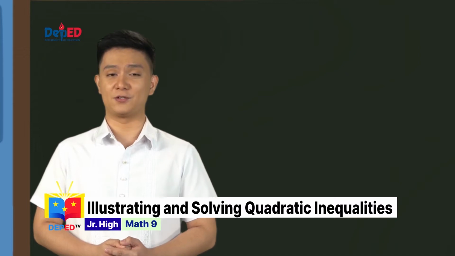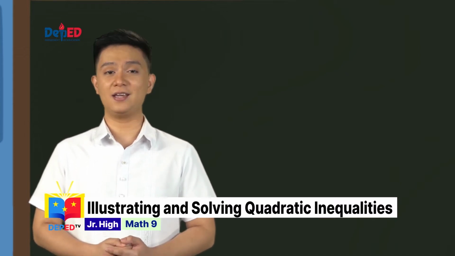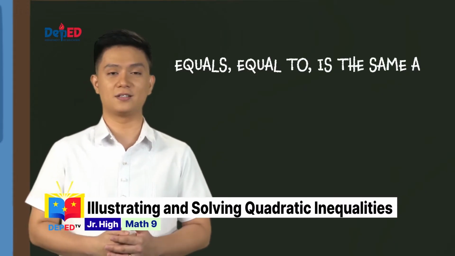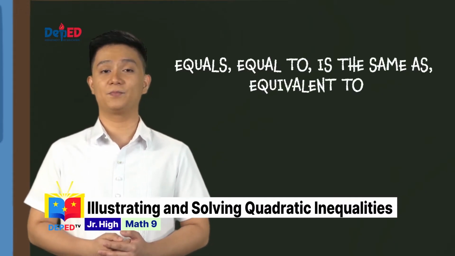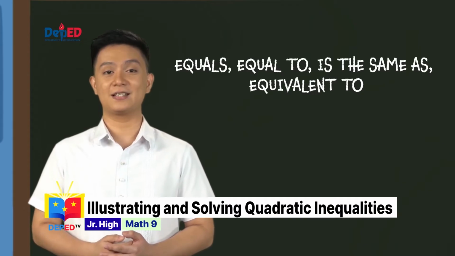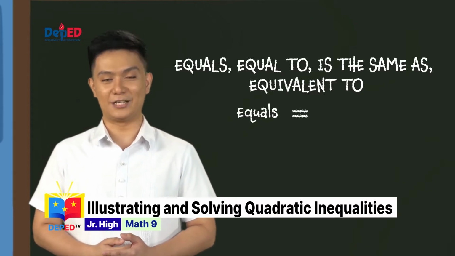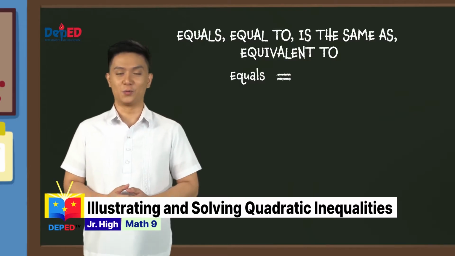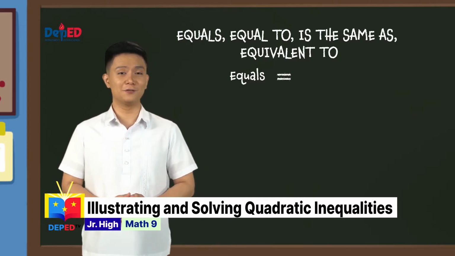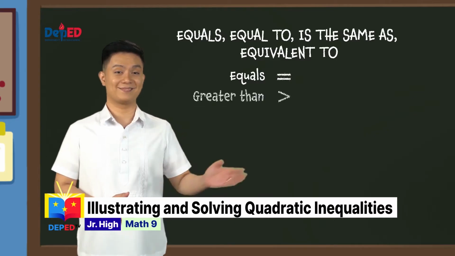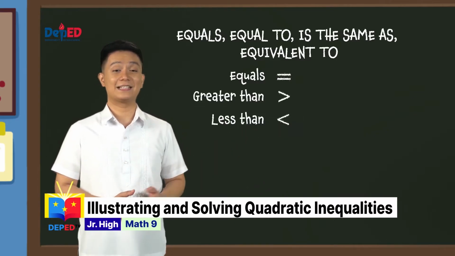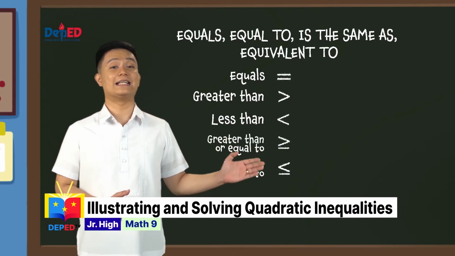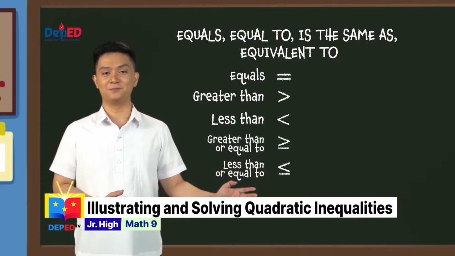In the previous episodes, you've been hearing me say equals, equal to, is the same as, equivalent to, all of which can be written as a mathematical symbol, the equal sign. In today's episode and on the next one, we will be much more familiar with the use of the following symbols: is greater than, is less than, is greater than or equal to, is less than or equal to.